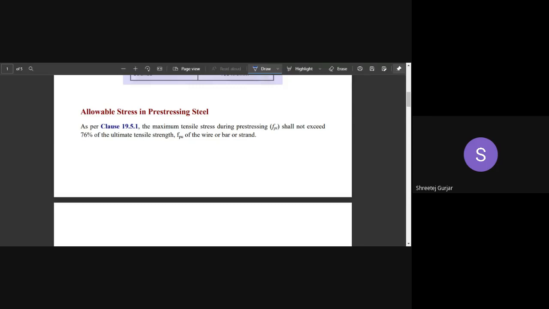Remember this. It is given in clause 19.5.1. You can go and read it. The same statement is given over there. So this is the allowable stress in pre-stressing steel.